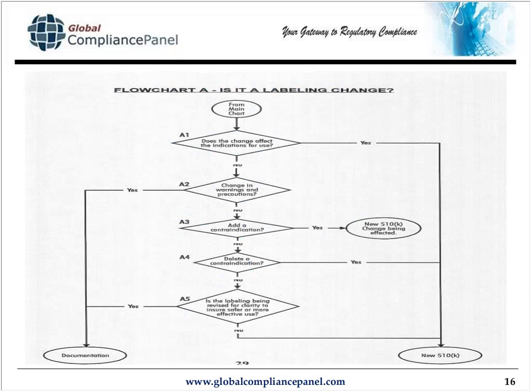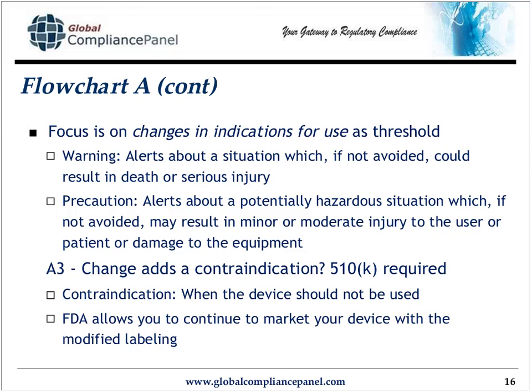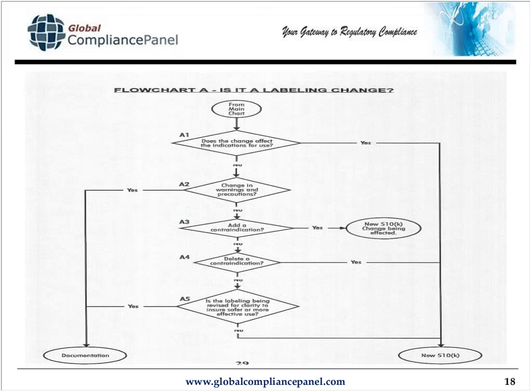However, if you are not changing a warning or precaution, you're going to continue down to A3, which asks us, are we adding an indication? What it says at A3, if you're adding an indication, interesting choice of terminology here, it says new 510K, change being affected, to the right of A3.